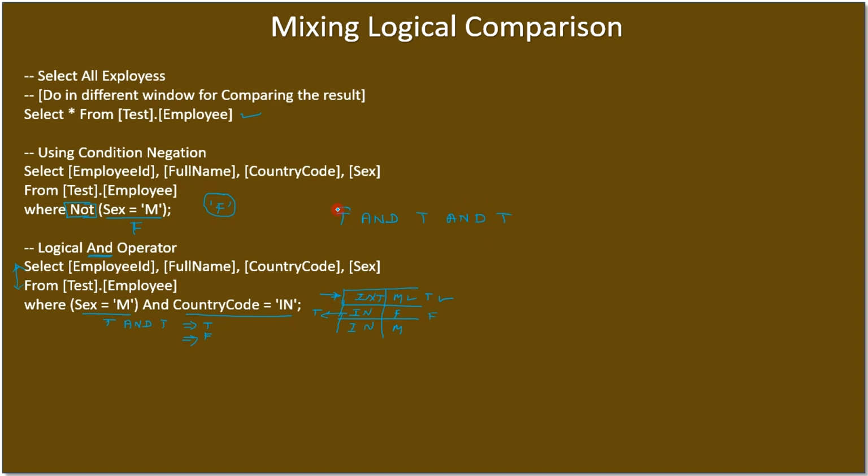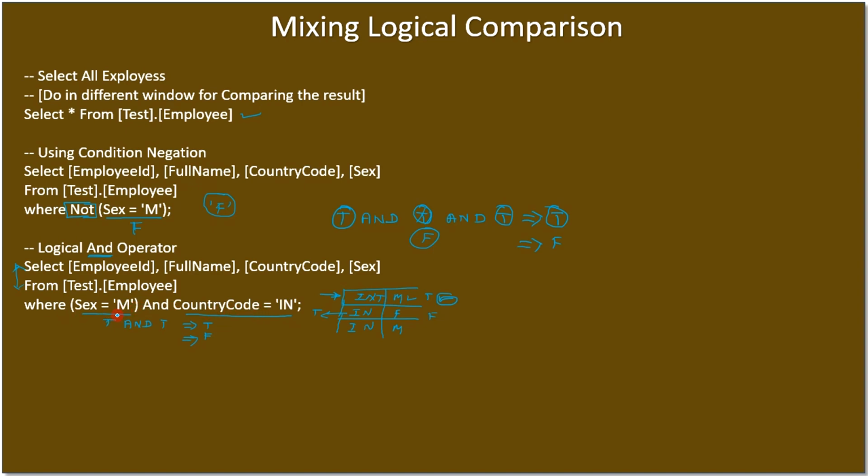So if you see here, there are 3 conditions. When all 3 conditions return true, then we will be getting a total outcome of true. If one condition goes false, then total outcome will be false. So that's the use of AND operation. When the total outcome is true, the record will get qualified for selection. Right? Here we use 2 conditions. One is sex equal to male and another one is country code equal to IN.